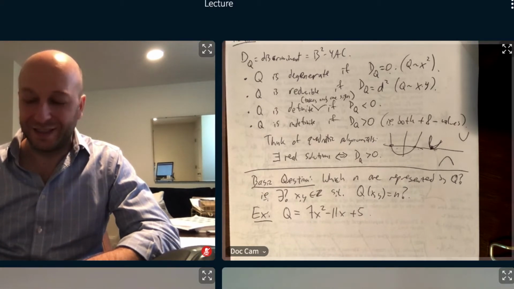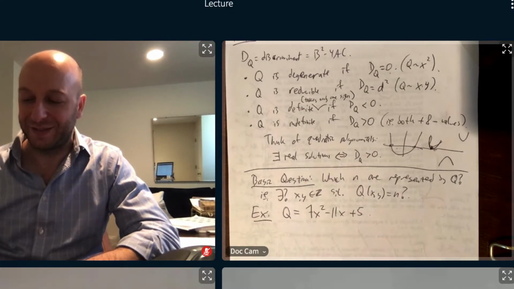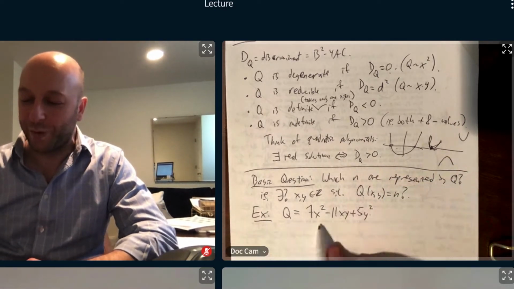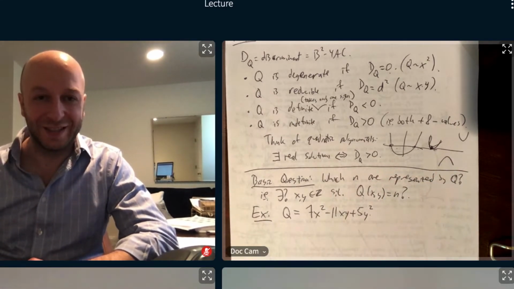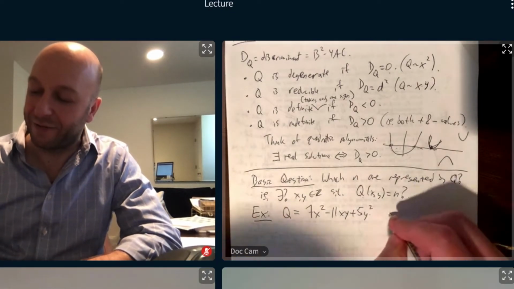Yukong says indefinite, so it's going to take both positive and negative values. Of course, I mean the quadratic form and not the quadratic polynomial. Indefinite, right. And we can see that immediately. So this is indefinite.